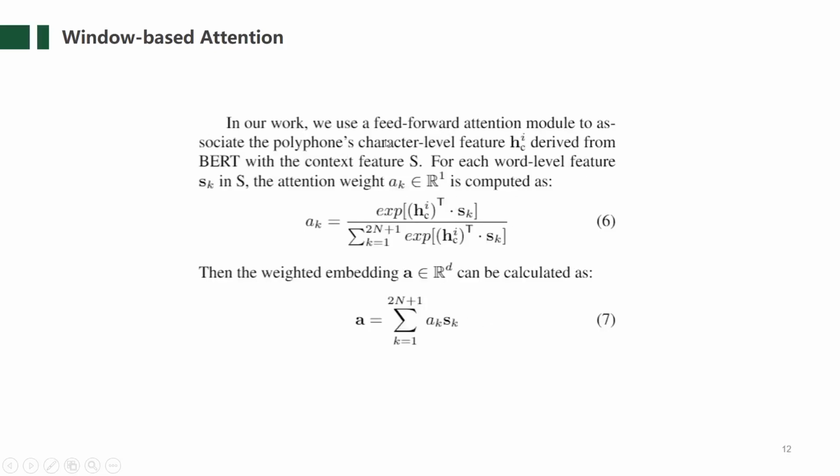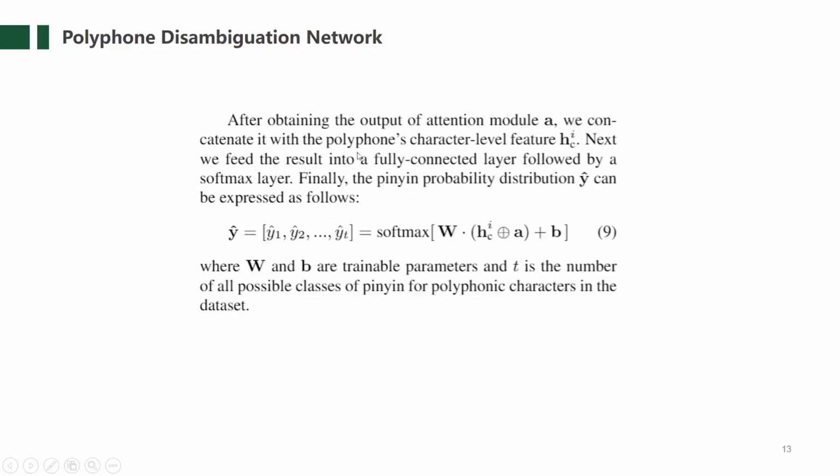In our work, we use a feed-forward attention module to associate the polyphone's character level feature derived from BERT with the context feature. For each word level feature, the attention weight is computed as this, and then the weighted embedding can be calculated as this. After obtaining the output of the attention module, we concatenate it with the polyphone's character level feature. Next, we feed the result into a fully connected layer followed by a softmax layer. Finally, the pinyin probability distribution can be expressed as follows.